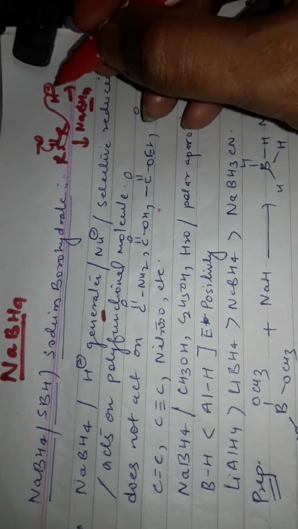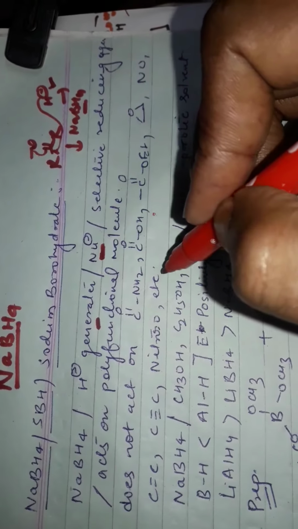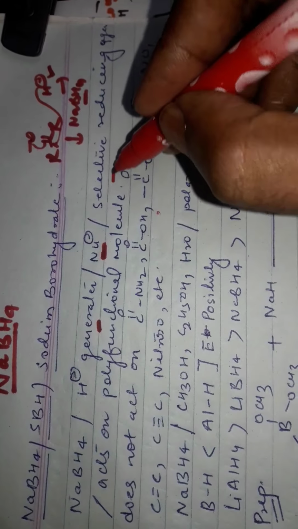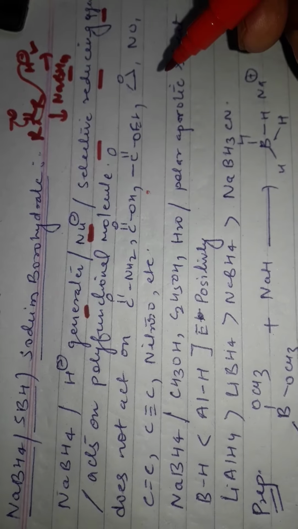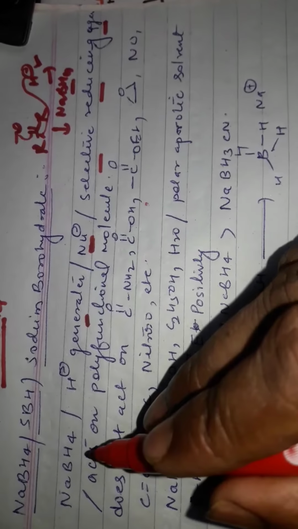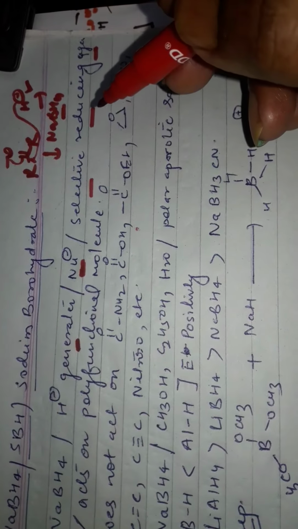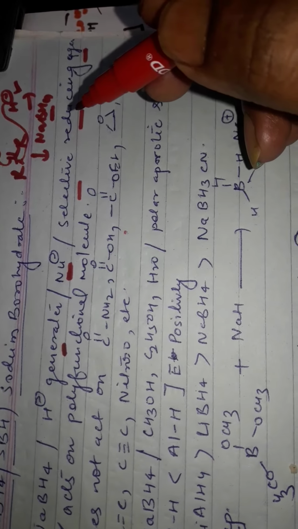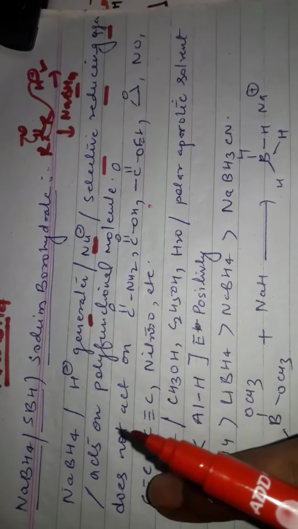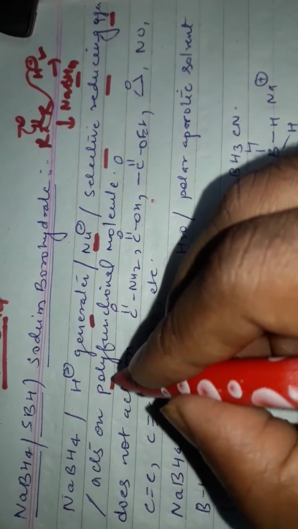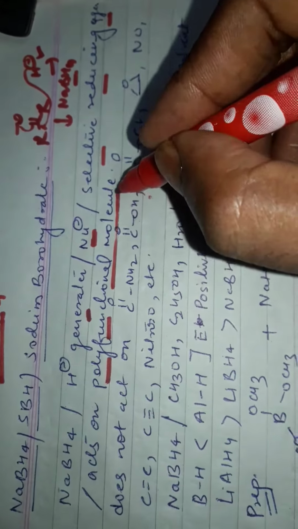Here it acts as a nucleophile, and it is known as a selective reducing agent. It selectively reduces some functional groups, and the remaining it does not reduce. That's why it is called a selective reducing agent, and it acts on polyfunctional compounds. If you want to reduce one selective functional group in a molecule where a lot of functional groups are present, then you can apply sodium borohydride. That's why it is called polyfunctional. Very important point.